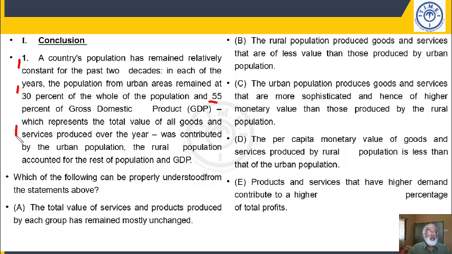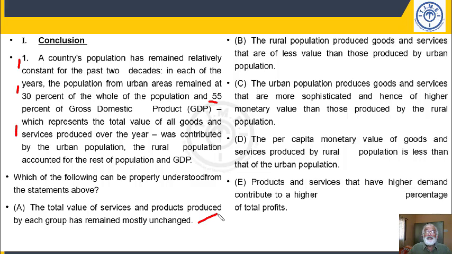So would it be that the total value of services and products produced by each group has remained mostly unchanged? Now, basically what you're saying is that you're already telling me, because total value of services and products is what amounts to GDP. So this is merely a restatement. This is only a restatement. You don't need this, right? It is not the conclusion that you're going to draw.